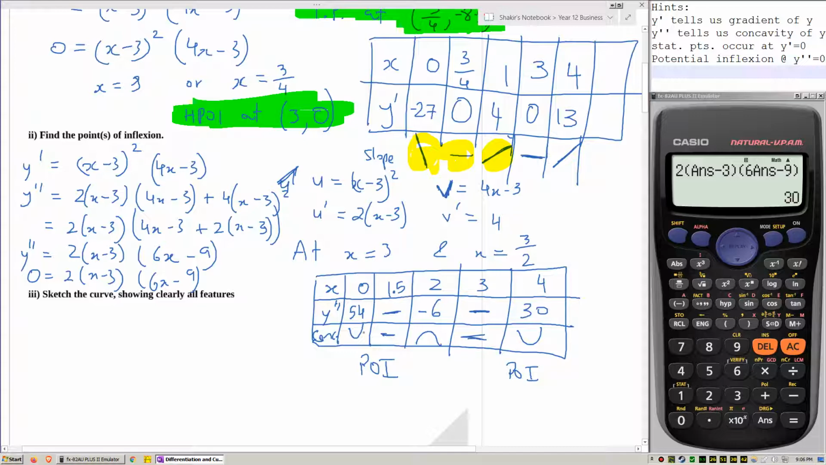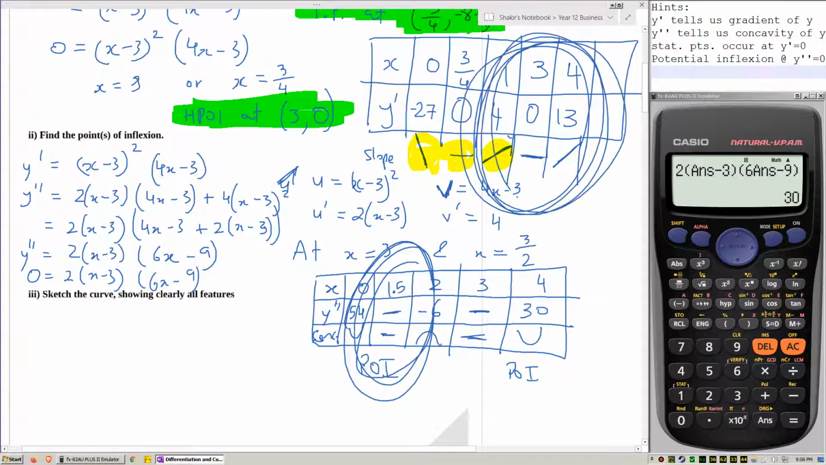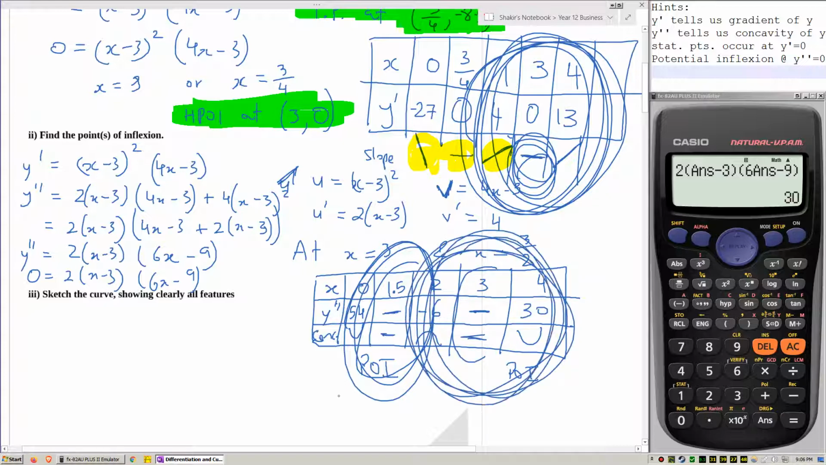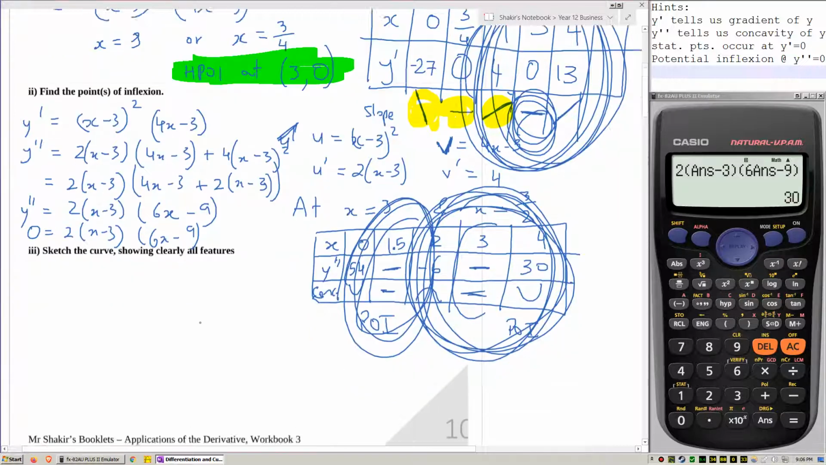Now that is also a horizontal point of inflection because we know, like, this is a horizontal point of inflection at x equal to 3. If you look over there, when x equals 3, remember it was positive gradient, stationary point, positive gradient. So notice it was a stationary point at 3, and it's also changing concavity, a point of inflection at x equal to 3, and so it's a horizontal point of inflection.